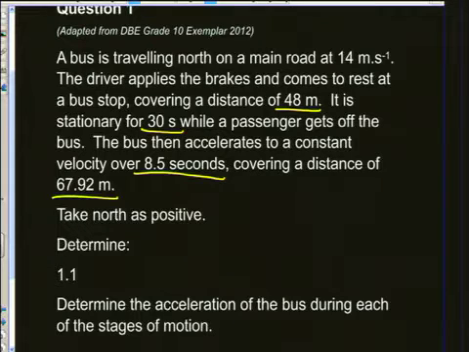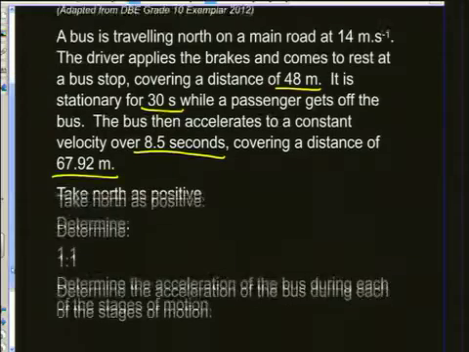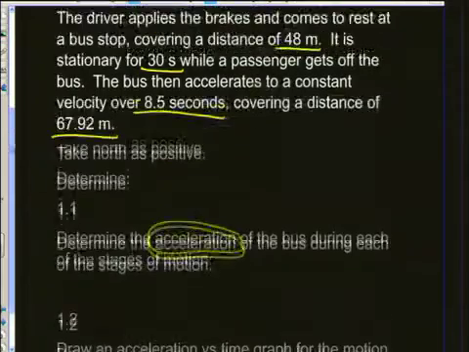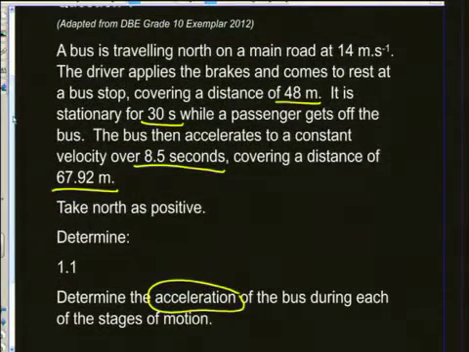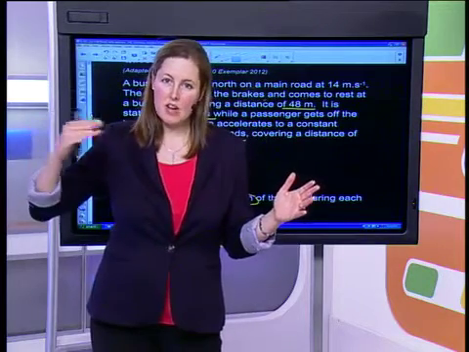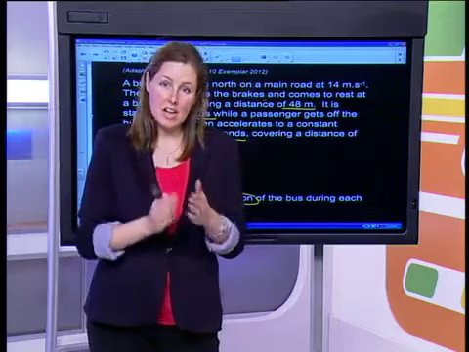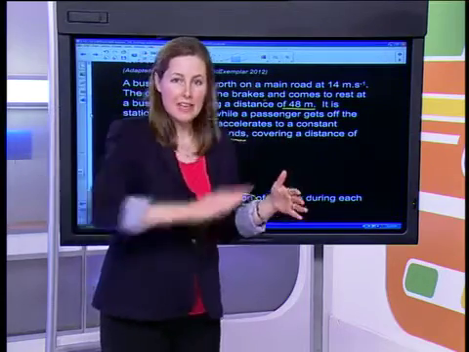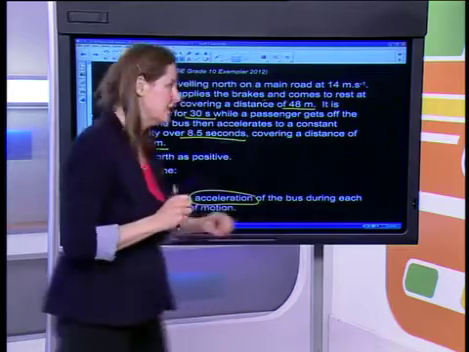So they've told you the direction that the bus is traveling. We must take that direction as positive. The question asks us 2 simple questions. Determine the acceleration of the bus during each of the stages of motion. So notice there are 3 different parts to this motion. The bus initially is traveling, and then it slows down to come to a stop at the bus stop. The second stage would be while it's stationary at the bus stop, and then it's accelerating again. So that's the 3 stages.